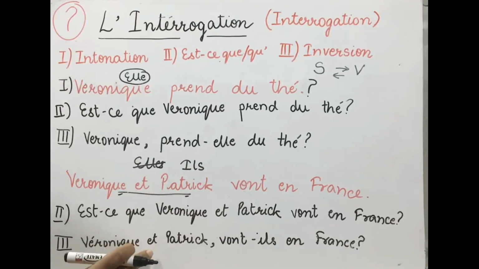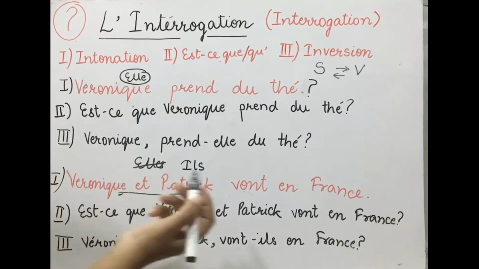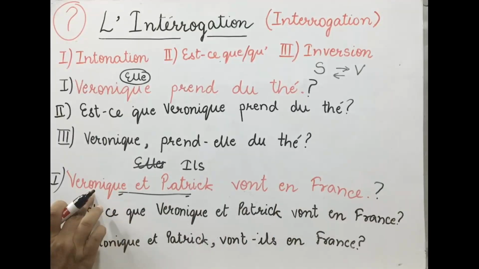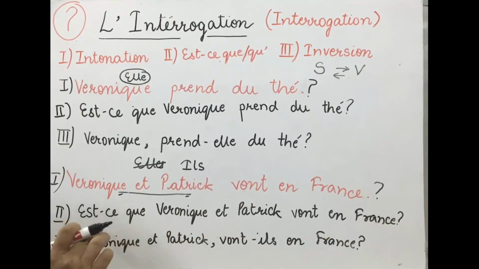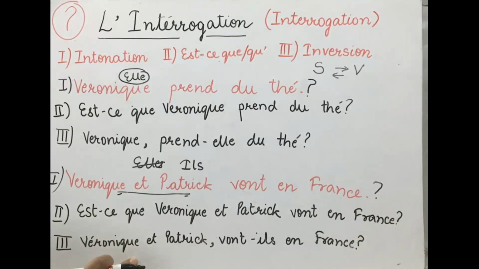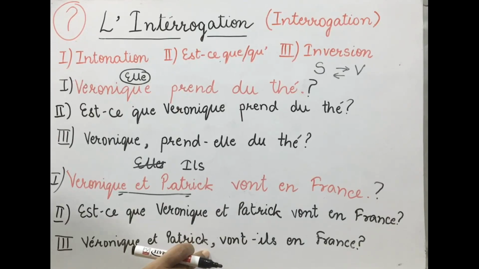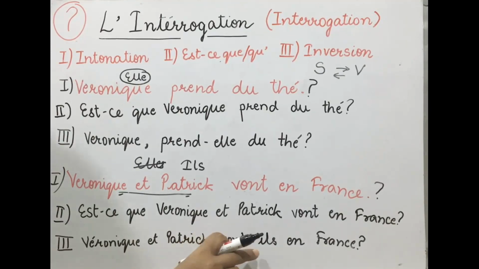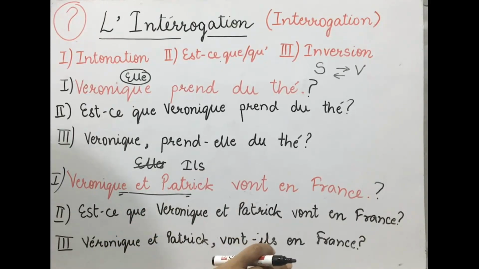Okay, I forgot to tell you the first and the second one. In the first, it is just the intonation, and we will just say Véronique et Patrick vont en France? And then est-ce que is again very easy: Est-ce que Véronique et Patrick vont en France? Then we come to this tricky one. We write Véronique et Patrick and separate it with a comma. Véronique et Patrick, vont-ils en France? Okay, and the inversion comes here: vont-ils en France? I hope I make this clear.